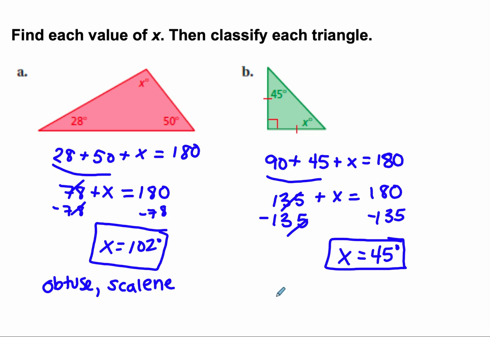All right, so now we need to classify the triangle. We have a right angle, which means it's going to be a right triangle. And then we have two sides that are the same. You know that from the little lines here. We also have two angles that are the same. So that's going to make an isosceles triangle. So that's a right isosceles.